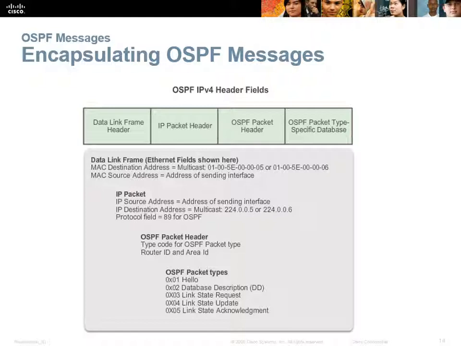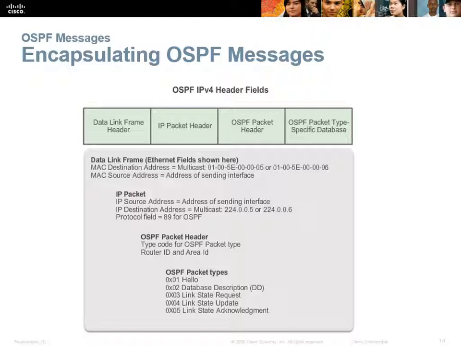What is the OSPF packet header? It says the area, and then it's OSPF. What type is it? Is it version 3? Is it version 2? Okay. And then the OSPF packet type specific database. Is it a 01, 02, 03, 04, 05? It says what kind of traffic that is. Does that make sense to you?